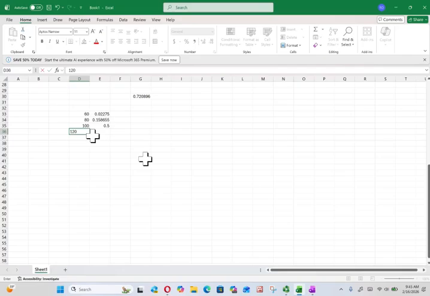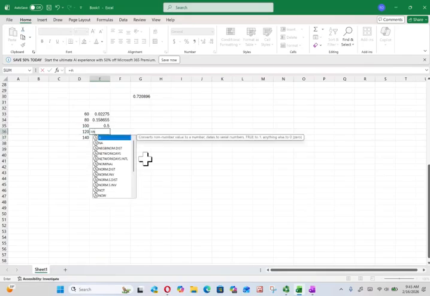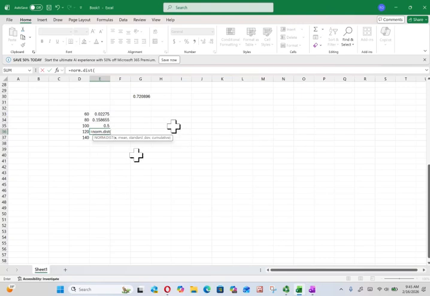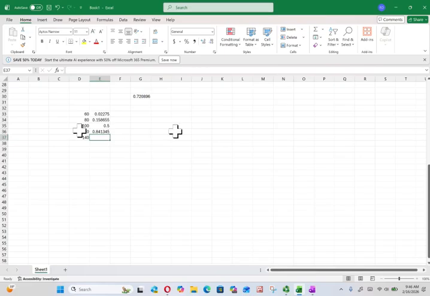120 and 140 equals norm.dist. And this time I'm going to put in the cell reference, D36 for me, comma 100, comma 20, and cumulative 1. The area to the left of 120 is 84%.